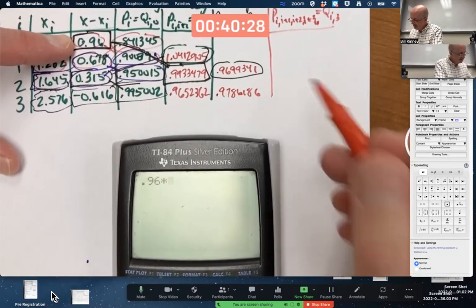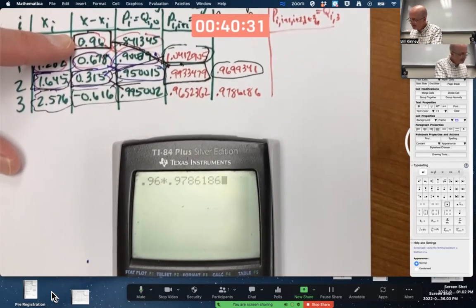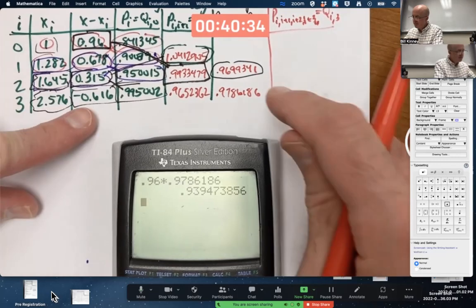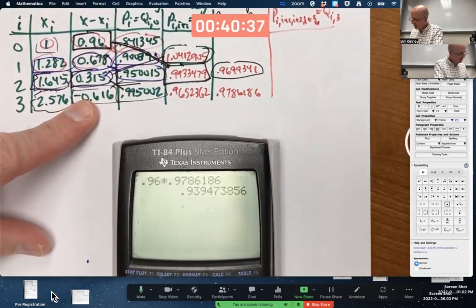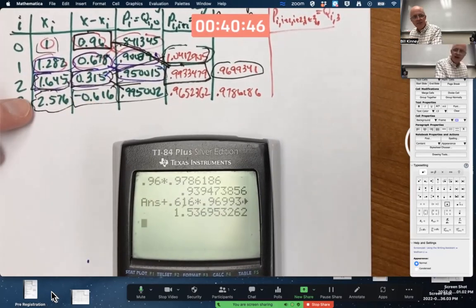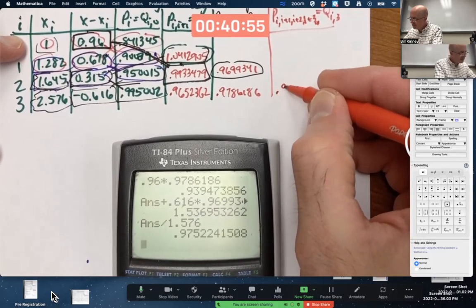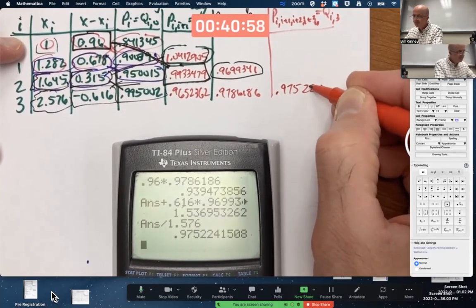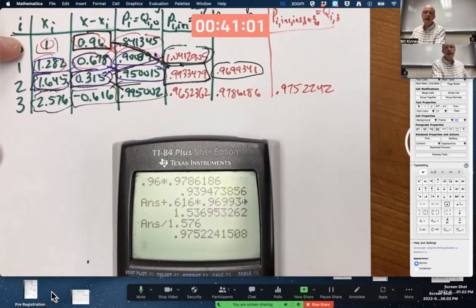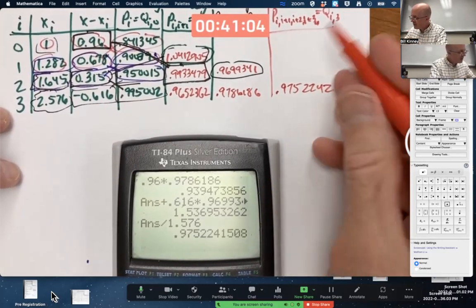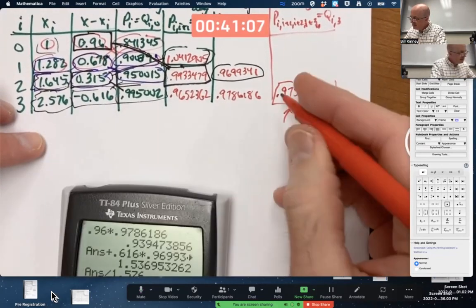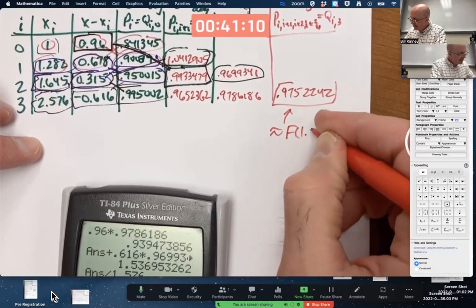0.96 times 0.9786186 minus the product of these two. That's got a negative sign, so I'll do a plus. 0.616 times 0.9699341, divided by 2.576 minus 1, meaning divide by 1.576. All right, we're close to 0.975. 0.975224 to say as our final third degree approximation to capital F of 1.96.